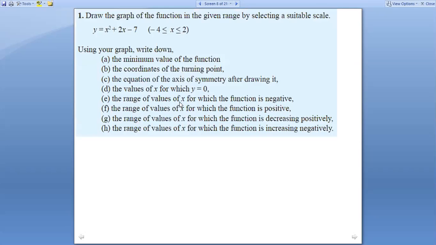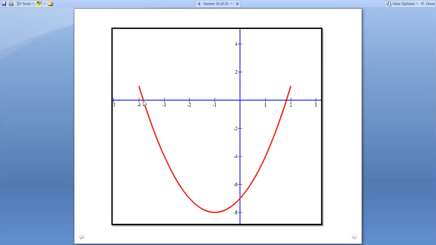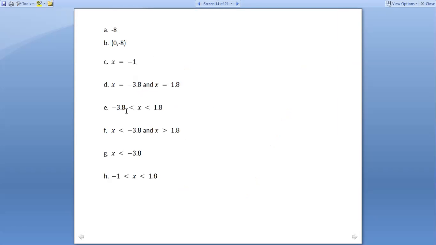Next one, the range of values of x for which the function is negative. So, from here to here, the function takes negative values because in this range, the function takes negative values. So, the range of values you have to write like -3.8 less than x less than 1.8. This is the way you have to write the answer for the range of values of x.